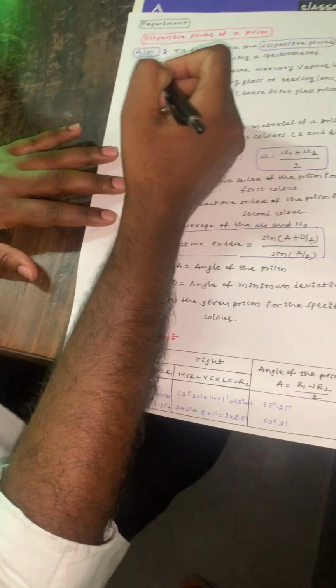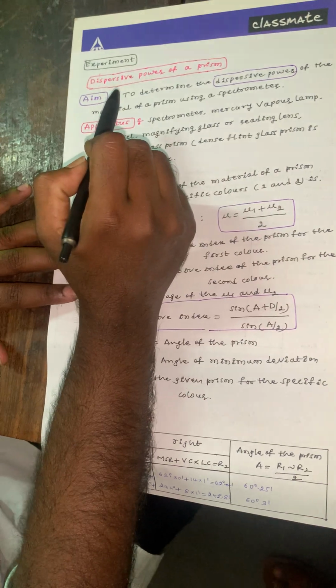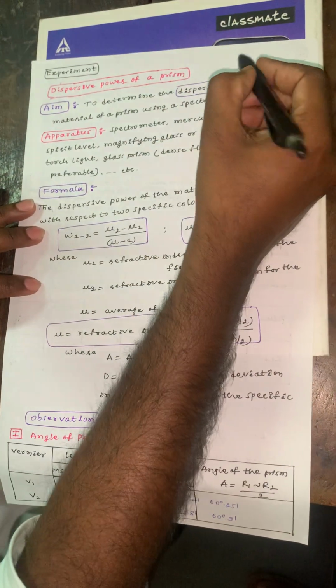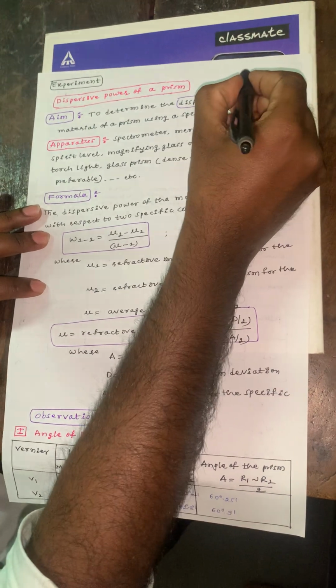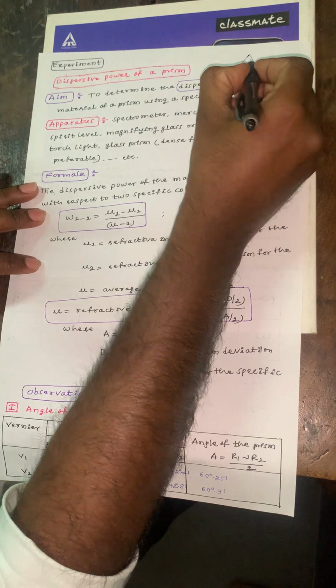In this experiment, we are discussing the dispersive power of a prism. What is the dispersive power of a prism? A prism is dispersing. Suppose you have to see here, the prism is like this shape.